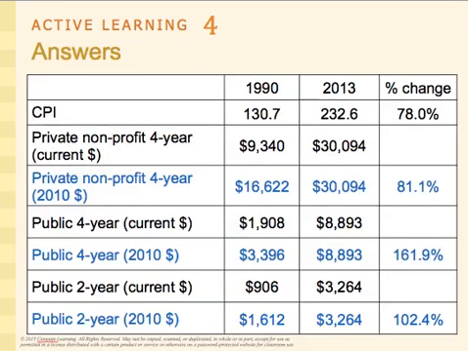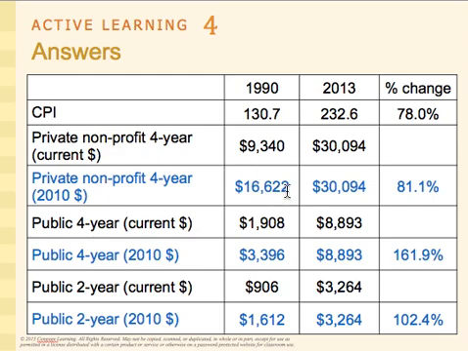Let's see what happens. We know the CPI in 1990 was 130.7. We've seen how to calculate that earlier in this presentation. And we know that the CPI for 2013 was 232.6. That's a 78% change from 130 to 232.6. Now, again, we have our nominal cost for a private nonprofit four-year. We're using 2010 here as our baseline.